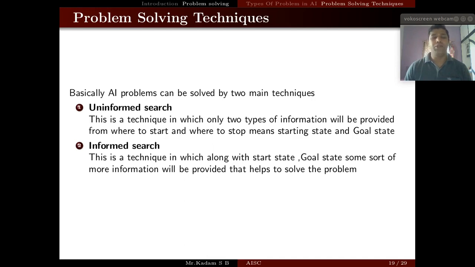And informed search strategy will have where we should start, that is the initial state, and where we should stop, that is the goal state, as well as some sort of hint information, which will be provided by a heuristic value or by generating a function which is called a heuristic function, that we'll see later on. So uninformed search strategy is conducted by using different searching processes.